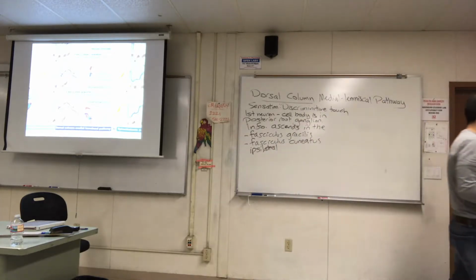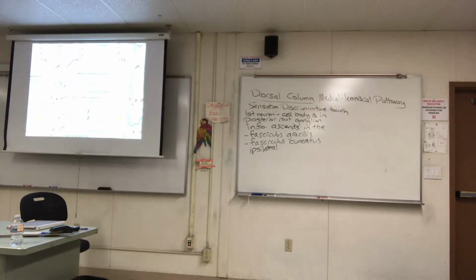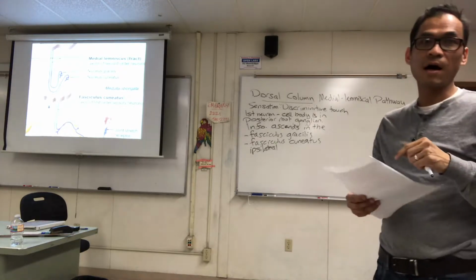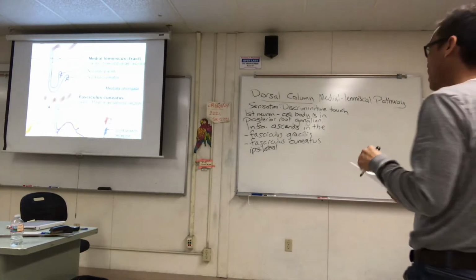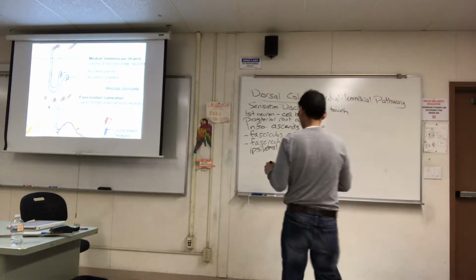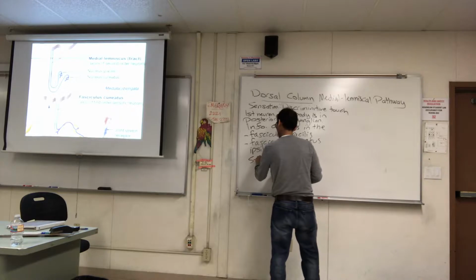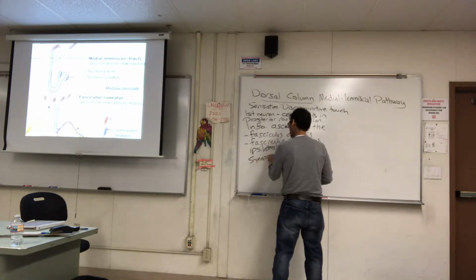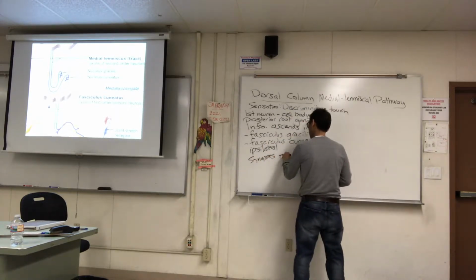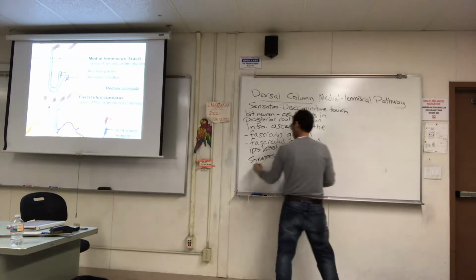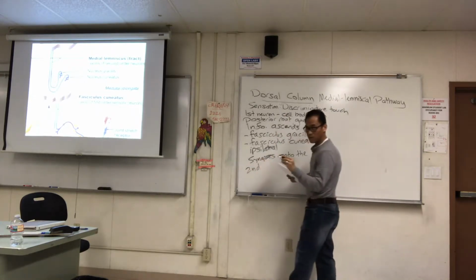So if you follow those two dark blue lines all the way up, you get to the medulla. Let me zoom in a little bit. In the medulla, you see the axon terminal of the first neuron, and basically that's where the synapse is. I'll say it synapses onto the second neuron in the medulla.